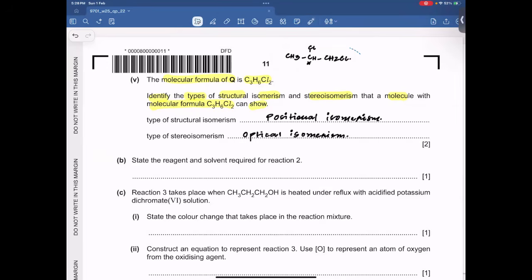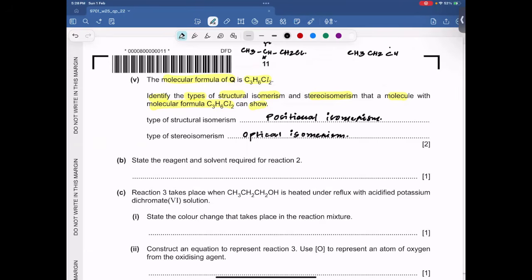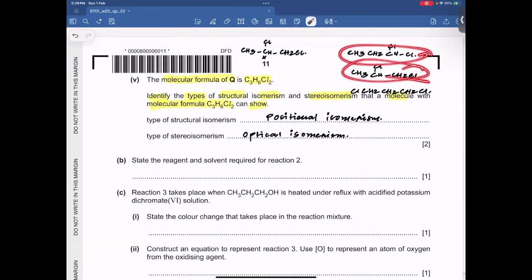That's the optical isomerism. Let me draw the positional isomers. This is CH3, this is CH2, this is CH. I'm going to write both the chlorine atoms on this carbon atom. Now I'll fix one chlorine and the other one I'm going to shift onto this carbon atom. So it's going to be CH2Cl, right? I'm going to shift this chlorine onto this carbon atom. Okay, so I have discussed this sort of isomerism in class, and that's going to be positional isomerism, which is why I have written here.